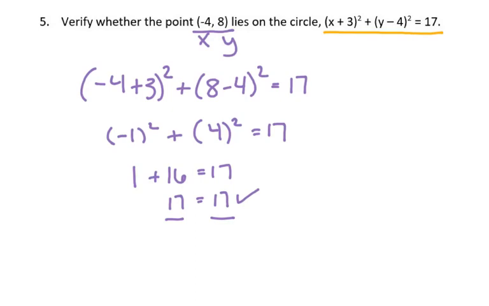Because our work just proved here that 17 is equal to 17 when we substituted that point in, I can say, therefore, the point (-4, 8) is on the circle.